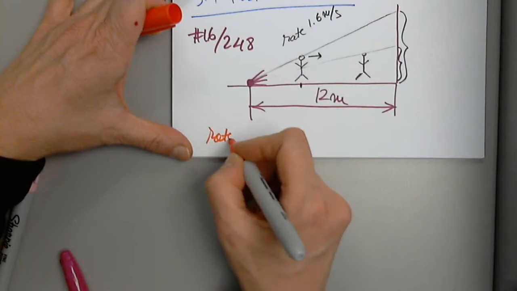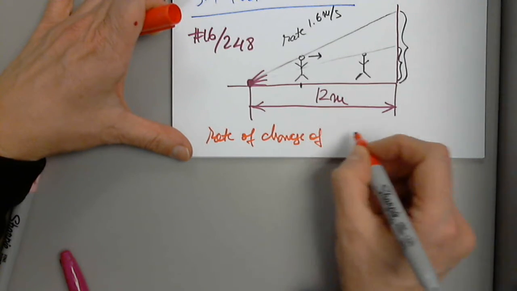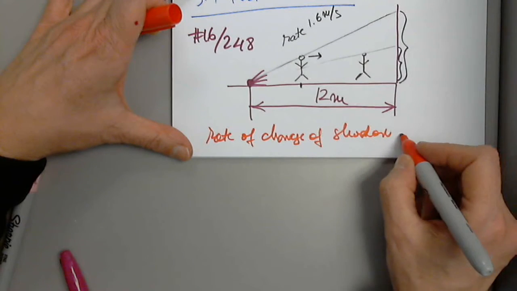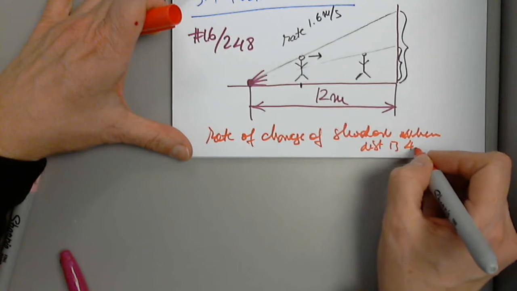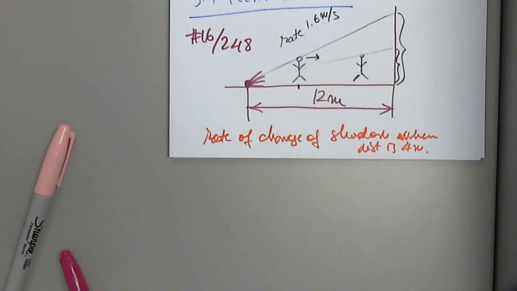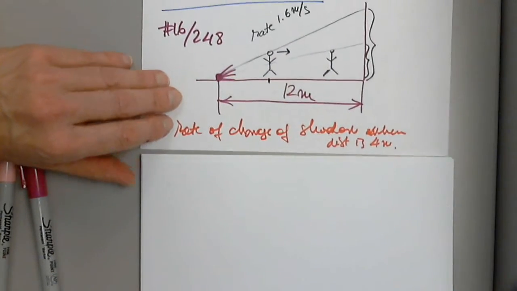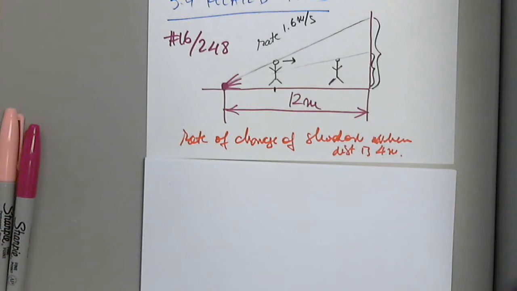So the rate of change, this is the question, of shadow when distance is 4 meters. This is just taking notes. I did not start the problem. I did not read it again. I did not identify anything yet. This is just the idea. Now I'm going to read it again.